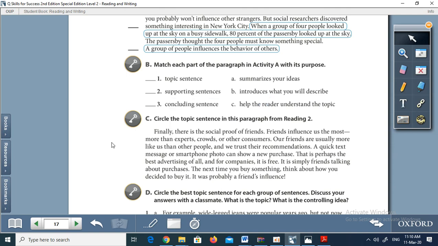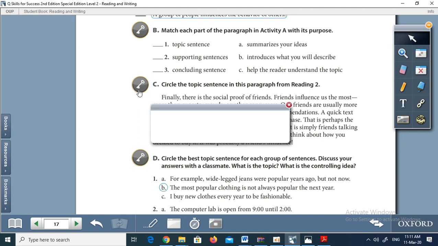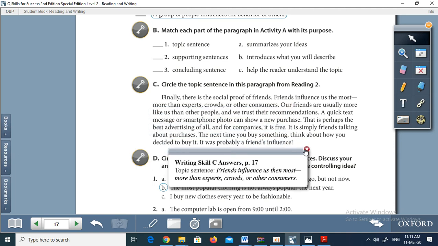All right. So now activity C here, circle the topic sentences in this paragraph. It's from reading 2. All right, take your time, do it. Recheck. This is the answer.